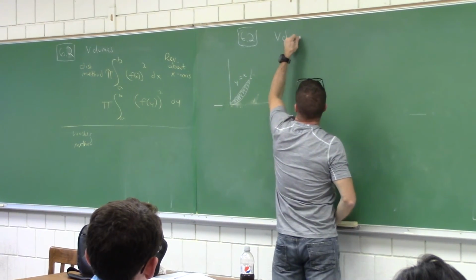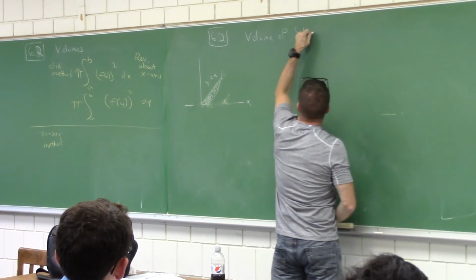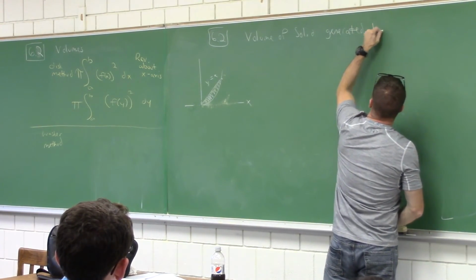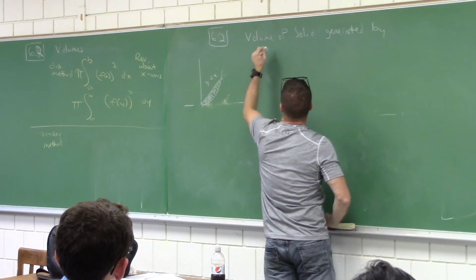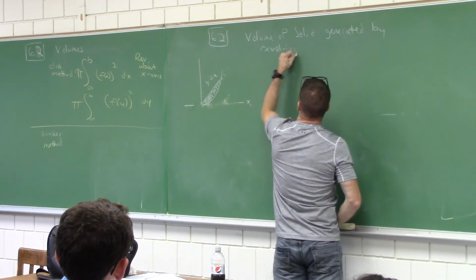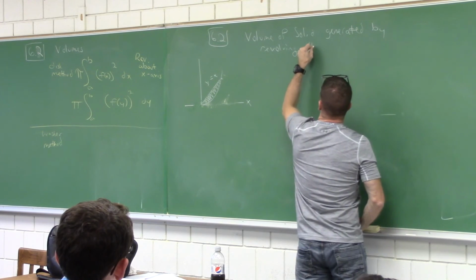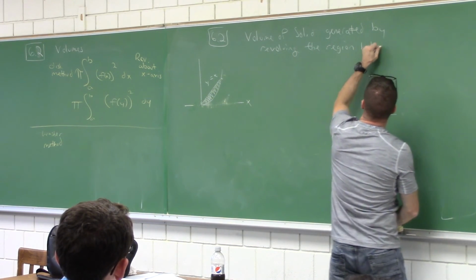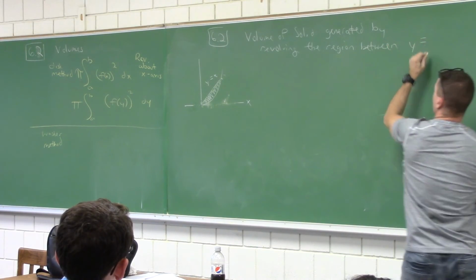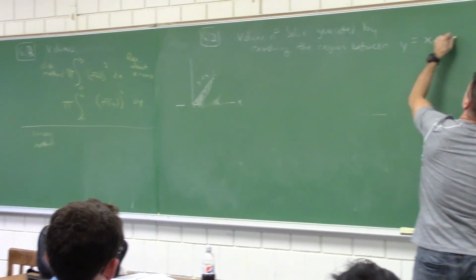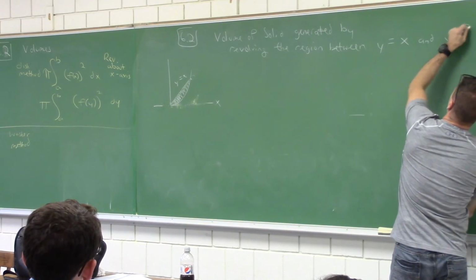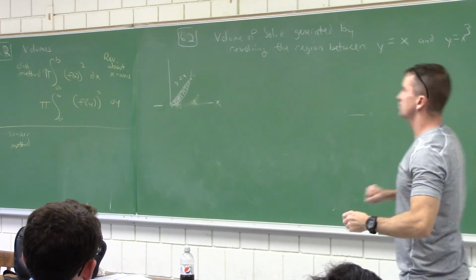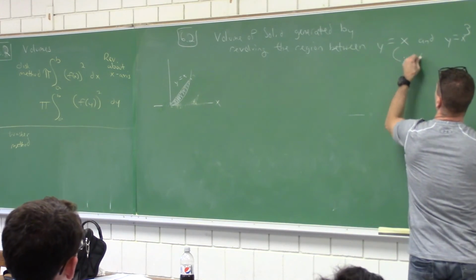Let's find the volume of the solid that's generated by revolving the region between y equals x. What was my other curve? Y equals x cubed. I do want to point out, didn't I only put this in the first quadrant? So I'm going to make a note of that as well. Everyone, in quadrant 1 only.